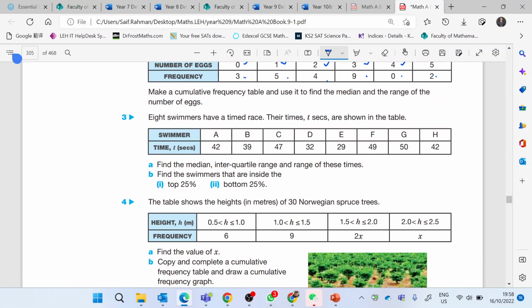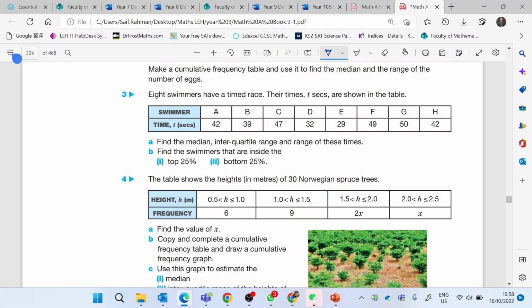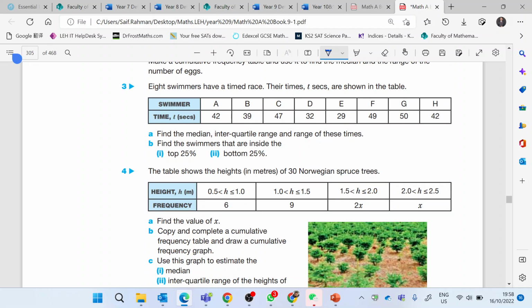8 swimmers were timed in a race. Their times t in seconds are shown in the table. These are the swimmer names, and their frequency is here. Find the top 25% and bottom 25%. Find the swimmers that are inside. So this one again you can find with the box plot, using Q1 and Q3. So outside these two, these will be the top 25% and these will be the bottom 25%.